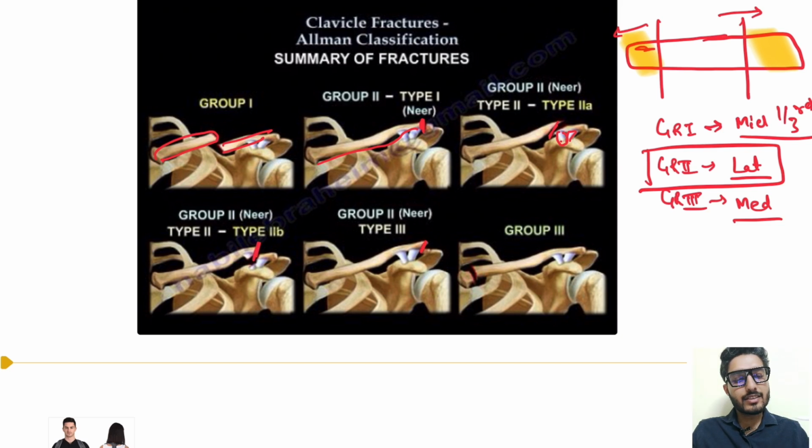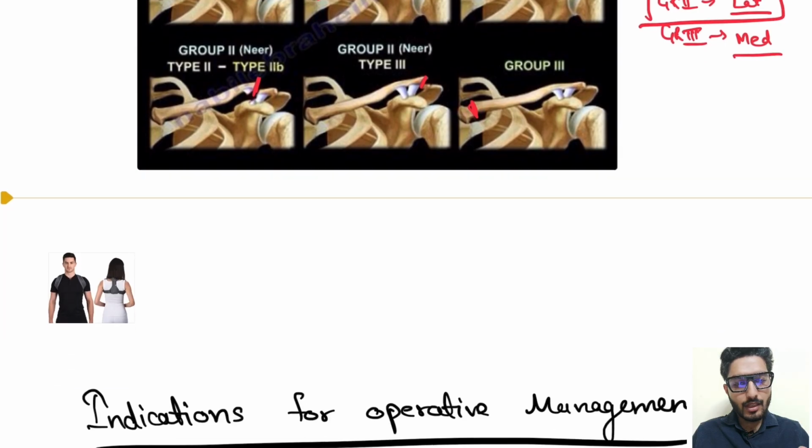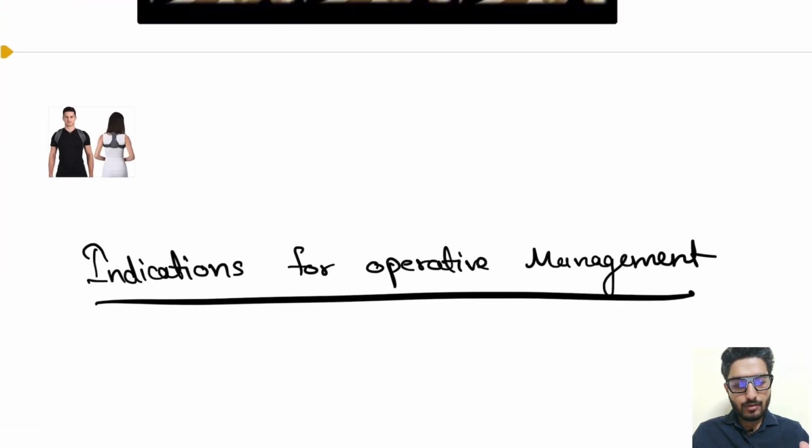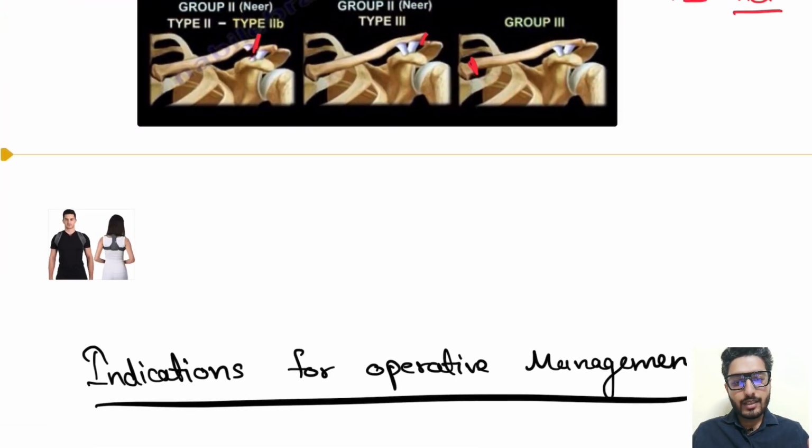Now the fracture is more lateral or it comes to the AC joint, and this is the group 3, the fracture in the medial part of the clavicle. Okay, now what is the management? Coming to the management, first of all we can go with the conservative management, and we will discuss about the indications of the operative management also.